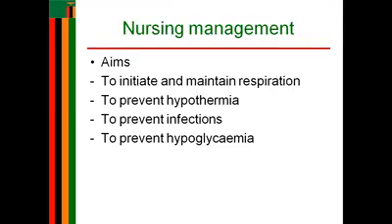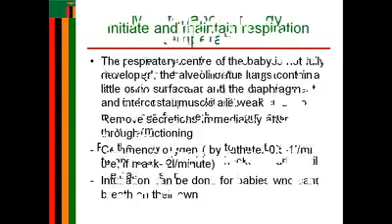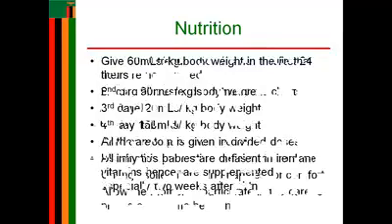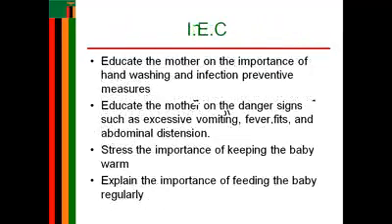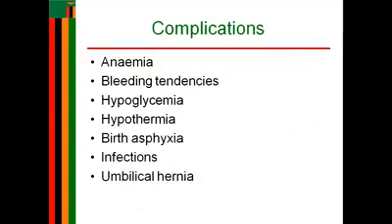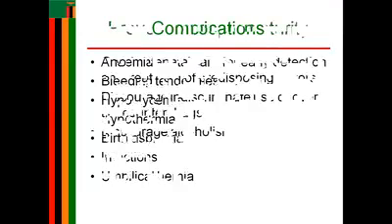The other complication that may arise is infection. So this is due to premature baby born before the term, and the baby does not have the immune system fully developed to be able to prevent infections. So those are some of the complications that may be seen in prematurity. So that's how you manage the condition.